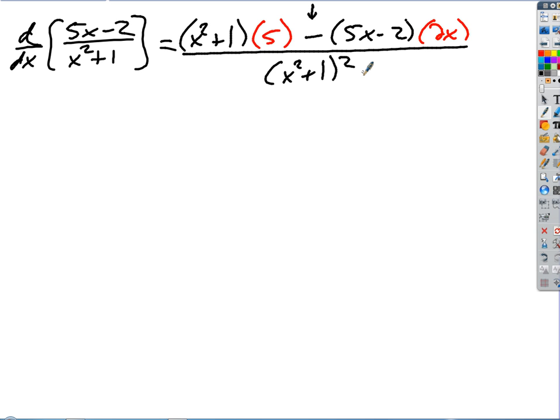So on the top, we can distribute the 5, we can distribute the 2x. See if you can all do this in your head. What are we going to end up with? The bottom's done: x squared plus 1, squared. What are we going to get on the top if I distribute everything and add like terms?